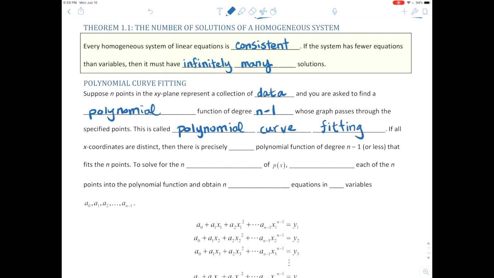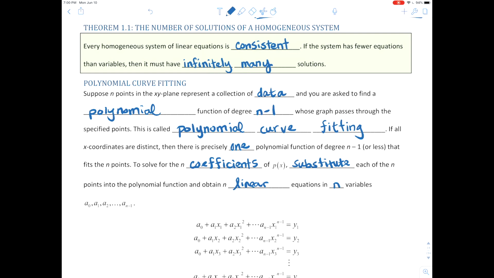So if all x coordinates are distinct, then there is precisely one polynomial function of degree n minus 1 or less that fits the n points. To solve for the n coefficients, we'll be solving for coefficients of some polynomial in x. What we need to do is substitute each of the endpoints into the polynomial function and obtain n linear equations in n variables: A0, A1, A2, all the way to A(n minus 1).